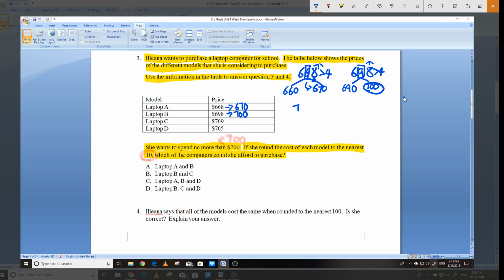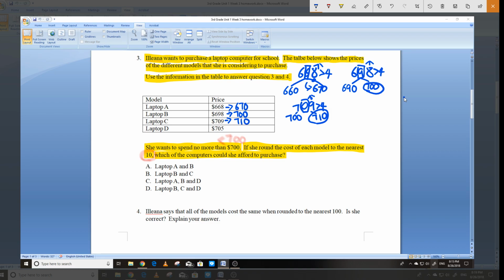How about 709? Remember, if the 10th place is a 0, you either keep it the same, which is 700, or you go up by 1, 710. Now, we have a 9 on the ones place, which is bigger than 4. Therefore, we go up, and we're going to pick 710. Okay, that's what we get for laptop C.